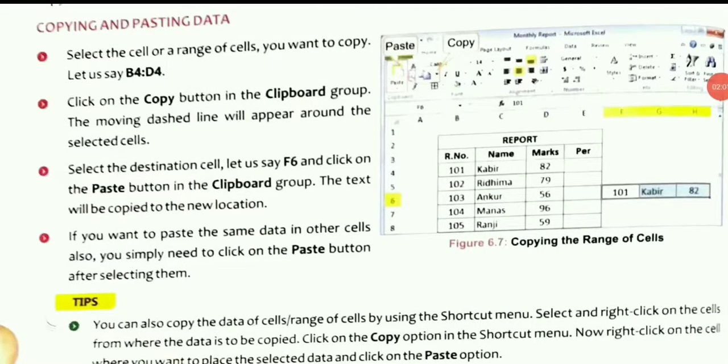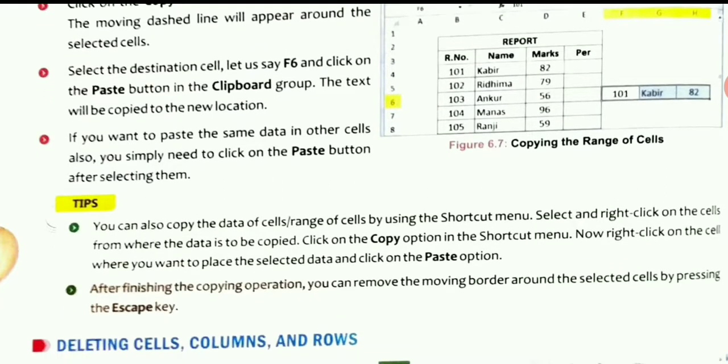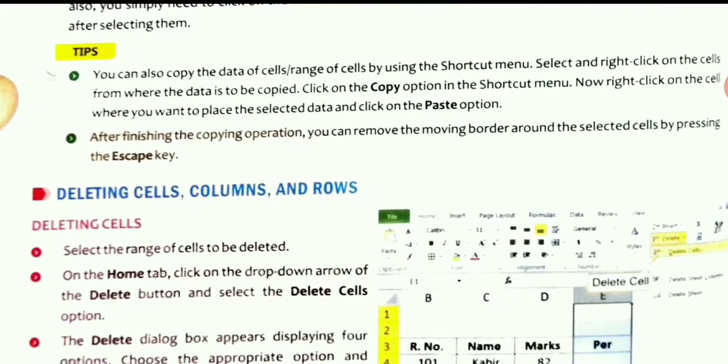Copying and pasting data. To copy the data, select the cell or a range of cells you want to copy. Click on the copy button in the clipboard group. Select the destination cell and press the paste button in the clipboard group. The text will be copied in the new location. If you want to paste the same data in other cells also, you simply need to click on the paste button after selecting them.